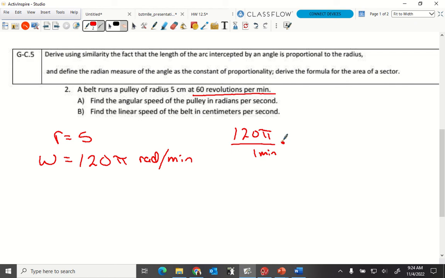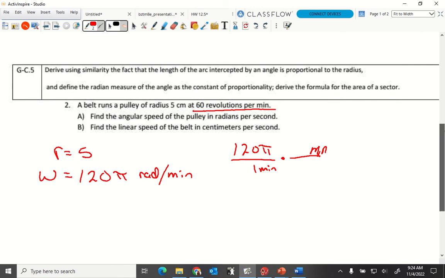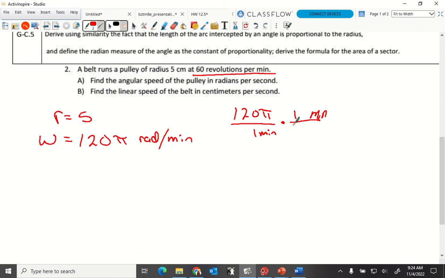And I want to cancel out the minutes. So where does minutes have to go if I want to cancel it out? It's on top. So 1 minute is on top and then 60 seconds is on the bottom. And when I do this, minutes will cancel.